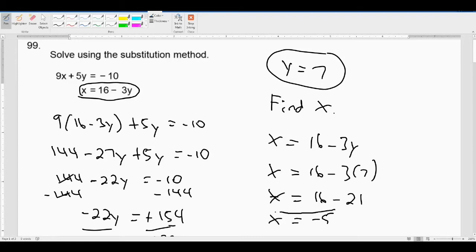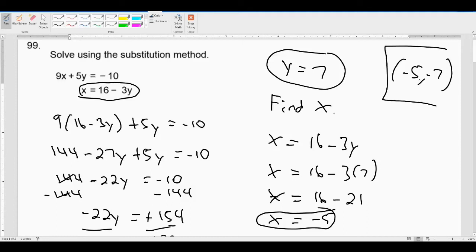Now you can always check it. Let me write the answer down. The answer is negative 5 comma 7. That's the solution right there. If you want to check it, throw in the negative 5 up here, and then the 7 for the y, and check and see if it all equals out.